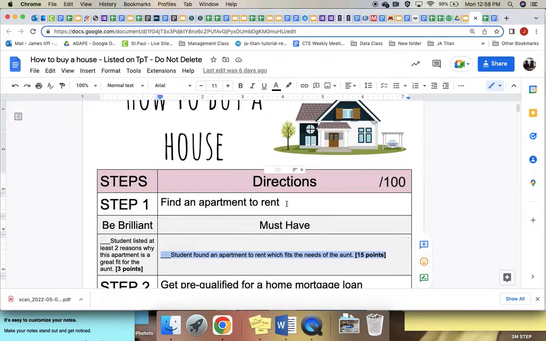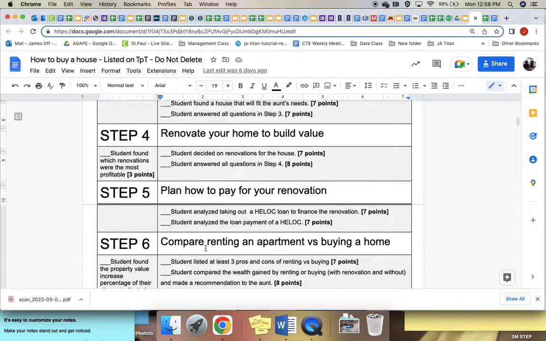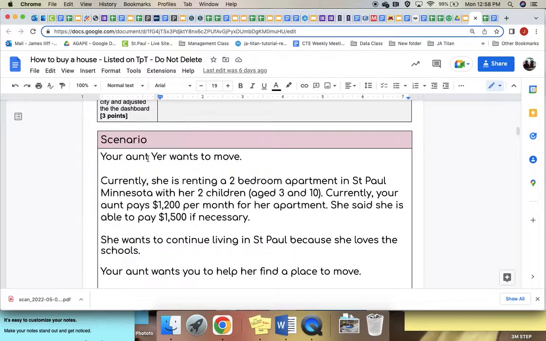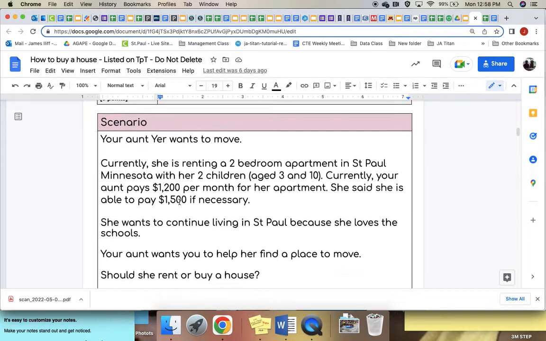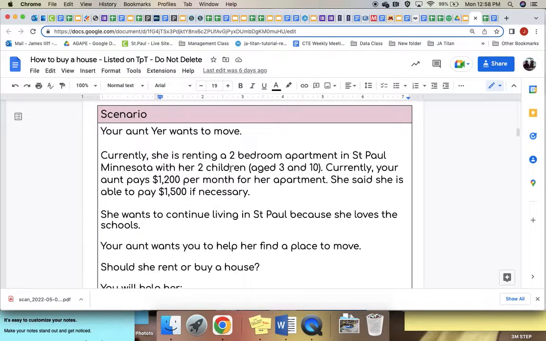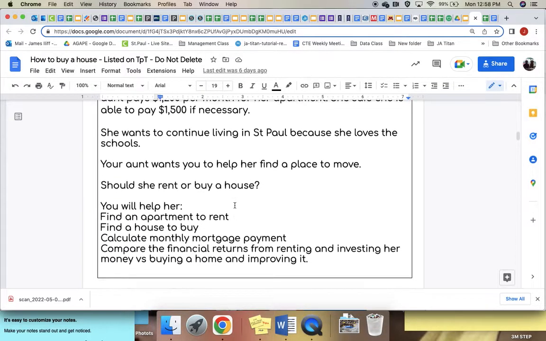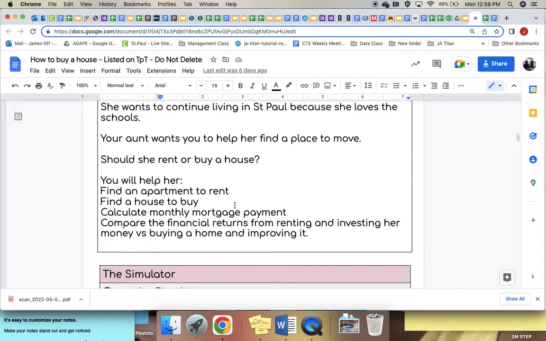Let's go look at step 1. Find an apartment to rent. So students scroll down, they read a scenario. Hey, they have an aunt named Yer, and she wants to move. She's currently renting an apartment, and it gives you some details. And so your job is she wants your help. Your job is to help her both find an apartment to rent and a home to buy.